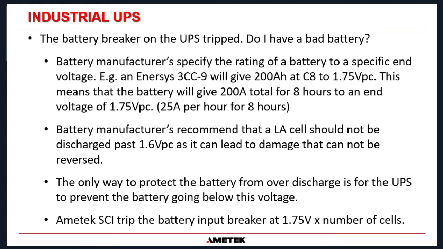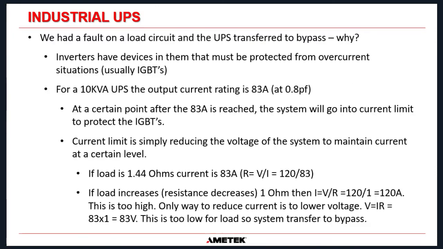So the only way to protect the battery from an over discharge is for the UPS to prevent the battery going below this voltage. So in an Amatec SEI UPS, we have a function that is set so that the battery input breaker will trip at 1.75 volts, which is a manufacturer's recommendation, times the number of cells. So that's 60 times 1.75, which is 105 volts DC. So once we get to 105 volts DC, the system will trip the DC input breaker, and that means the battery cannot be discharged past that point. Okay.